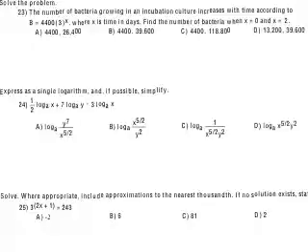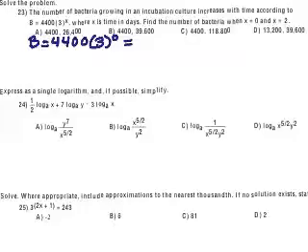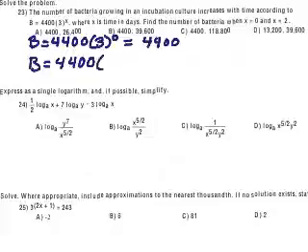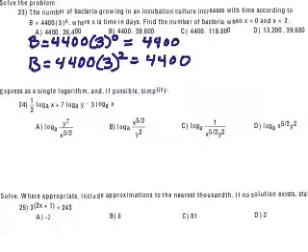So we have B equals 4,400 times 3 to the 0 power, which 3 to the 0 power is 1, so it's just 4,400. That's the first one. The second one is B equals 4,400 times 3 to the second power. And by the order of operations, we do the 3 to the second power first. So it's 4,400 times 9. So we just have to calculate that.